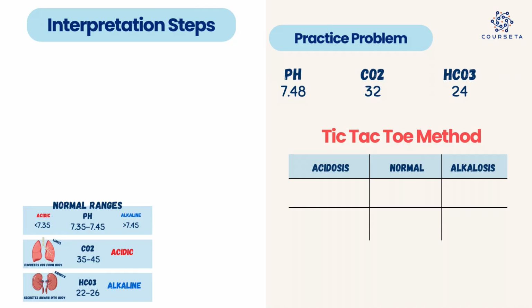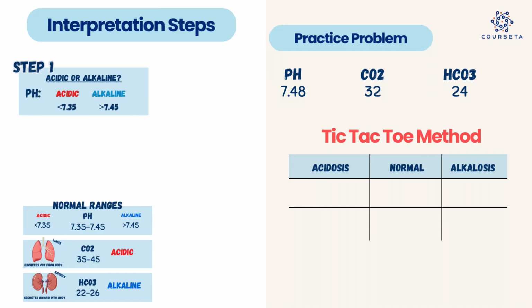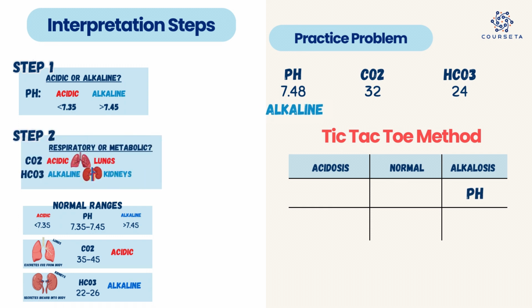Okay, so our first step is, number one, identify if it's acidic or alkaline. So what do we look at? The pH. The pH is 7.48. That's above 7.45. If it's high, what do we know? It is alkaline. Now let's determine if it's respiratory or metabolic. We know it's alkalosis, but what is it caused by?